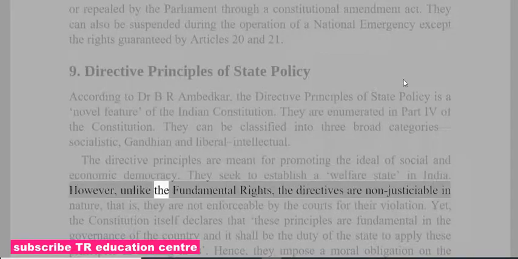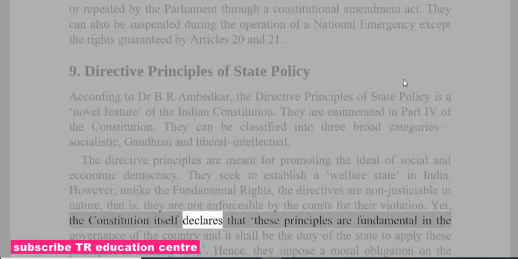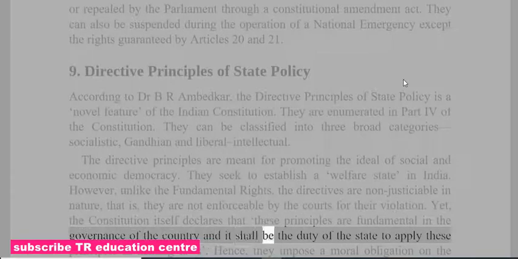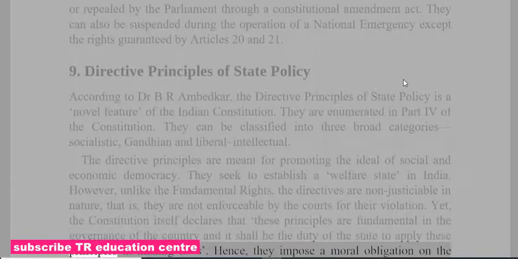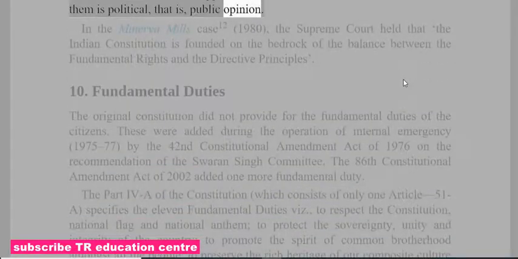However, unlike the fundamental rights, the directives are non-justiciable in nature, that is, they are not enforceable by the courts for their violation. Yet, the Constitution itself declares that these principles are fundamental in the governance of the country, and it shall be the duty of the state to apply these principles in making laws. Hence, they impose a moral obligation on the state authorities for their application. But the real force, the sanction, behind them is political, that is, public opinion.